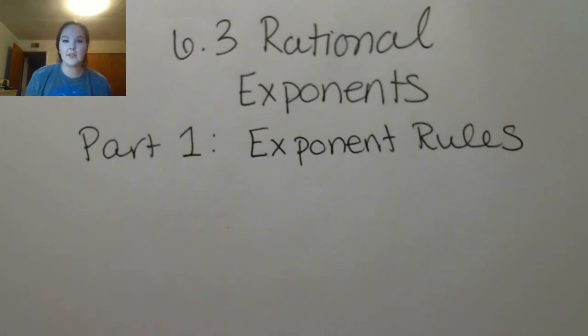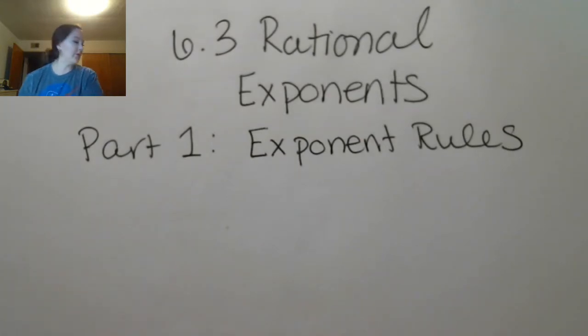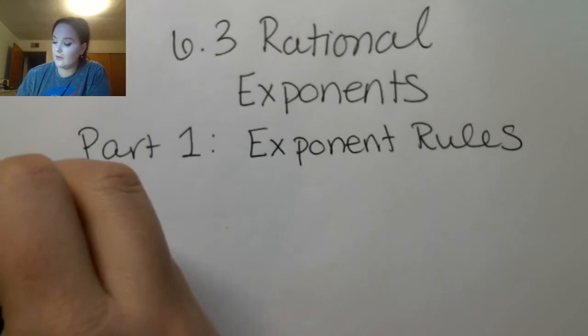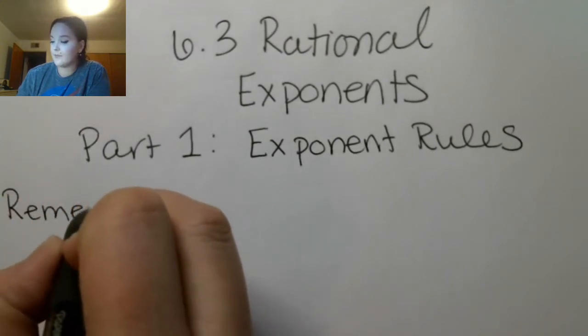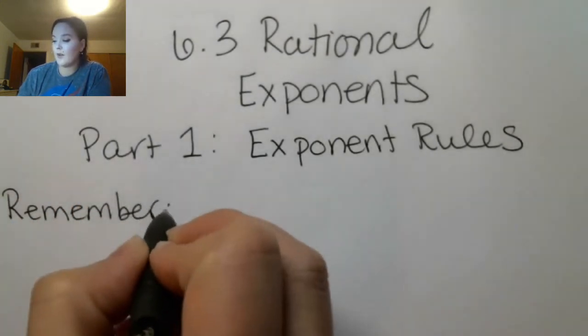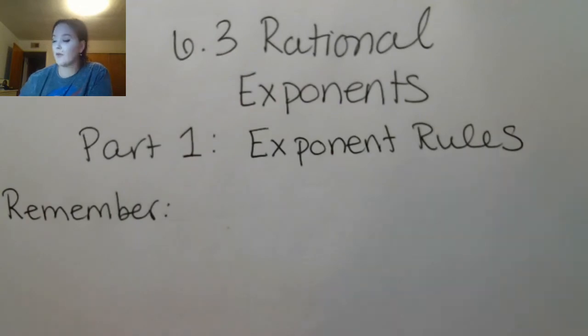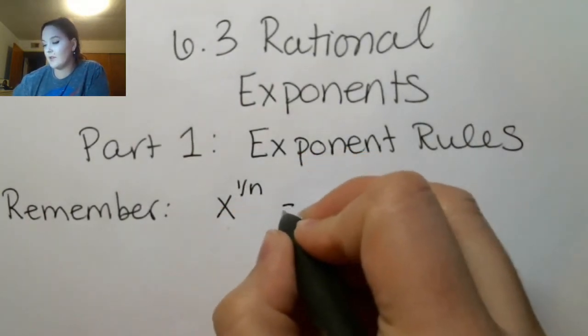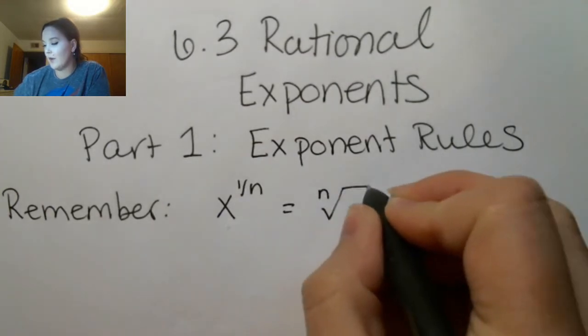Hey everybody, so in this video we're going to start talking about 6.3, which is about rational exponents, and we're going to focus on the first part of the section that does definitions and then talks about exponent rules. Okay, so let's start with the definition. This is something that we should remember from the last section, that x to the 1 over n is defined to be the nth root of x.